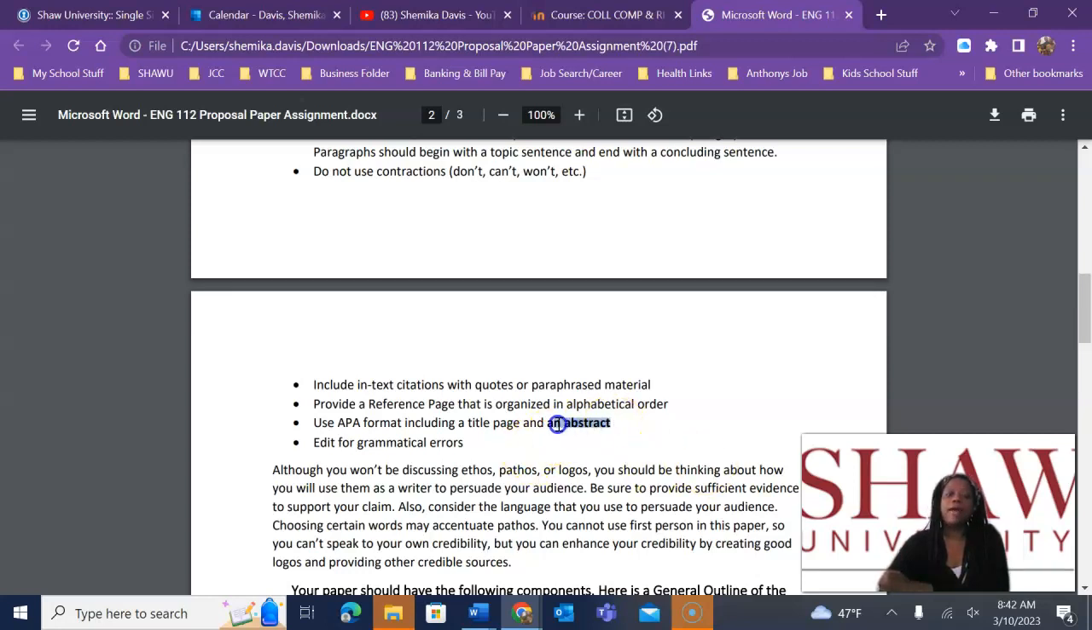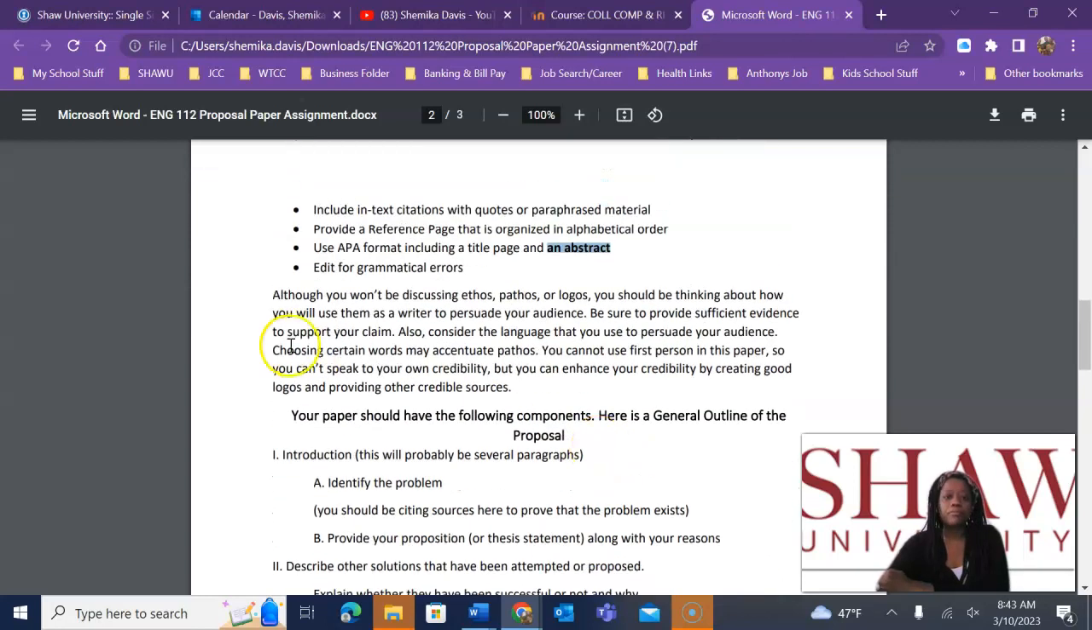Now, this is what I have to take out, and you guys bear with me. I meant to take this out, so when you look back at it, this may be missing. You do not have to have an abstract. There does not need to be an abstract, okay? I must remove this from this document. I just have to find the document. So the abstract does not have to be there, okay? And of course, edit for grammatical errors, okay?